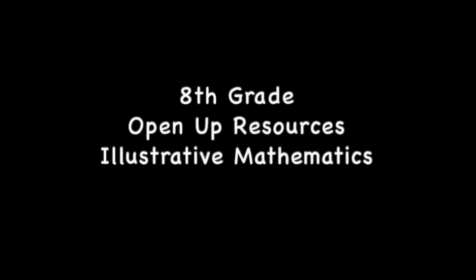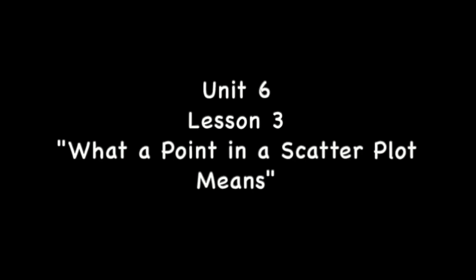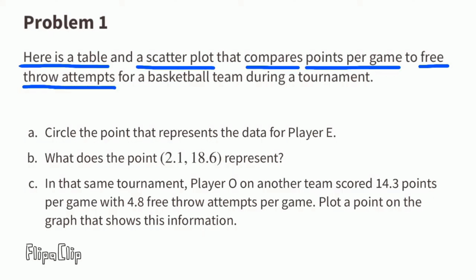Eighth grade Open Up Resources, Illustrative Mathematics. Unit 6, Lesson 3. What a point in a scatter plot means. Problem number 1. Here is a point in a table and a scatter plot that compares points per game to free throw attempts for a basketball team during a tournament.